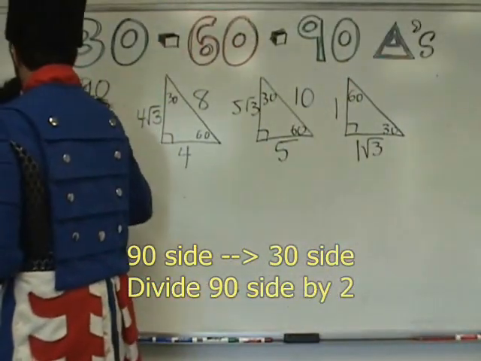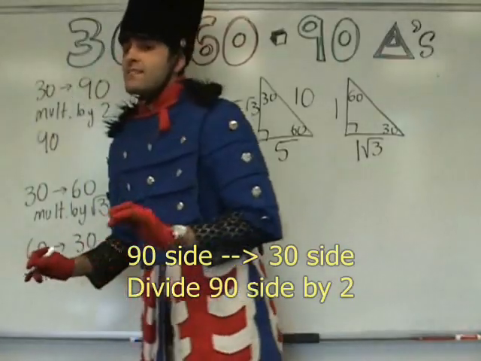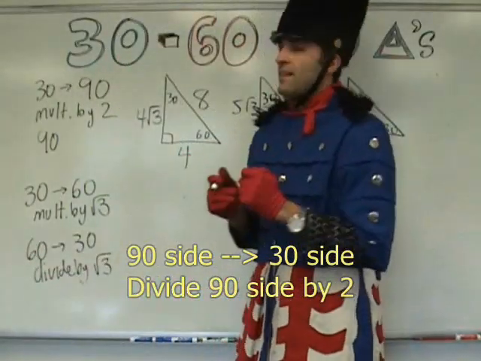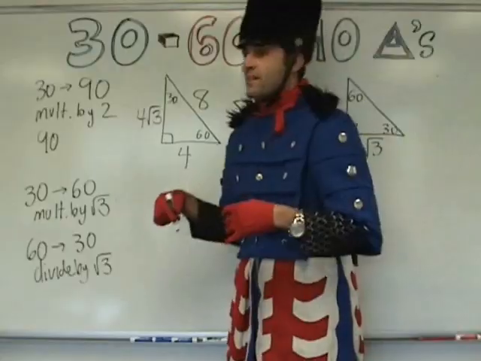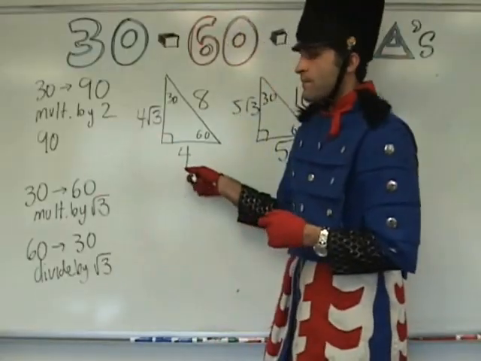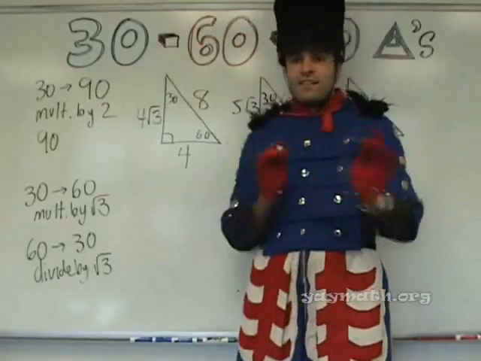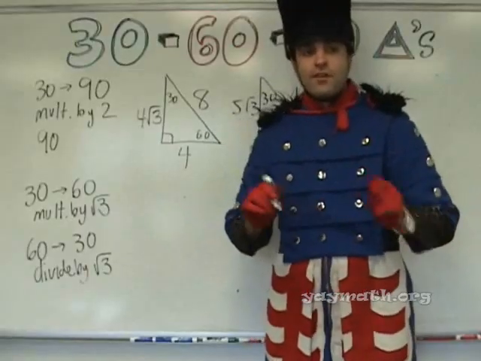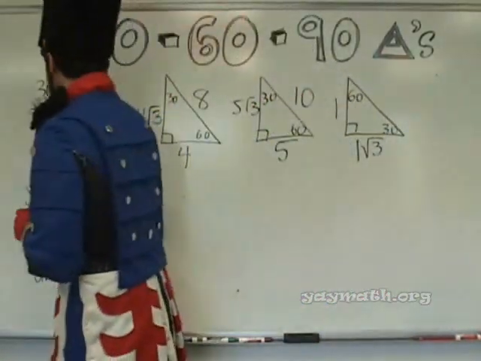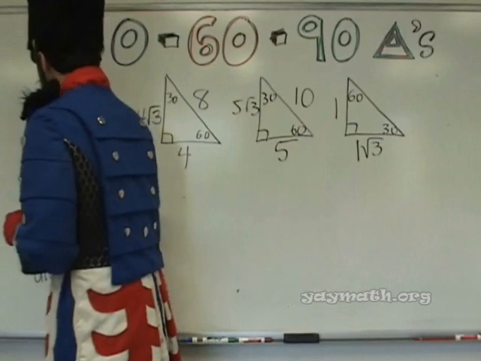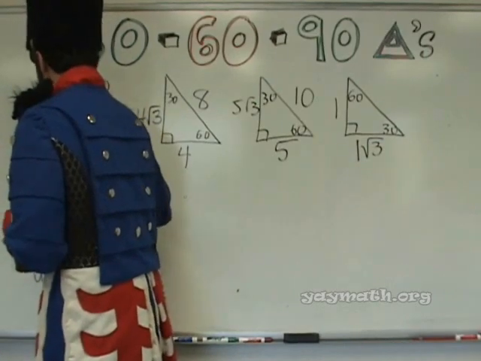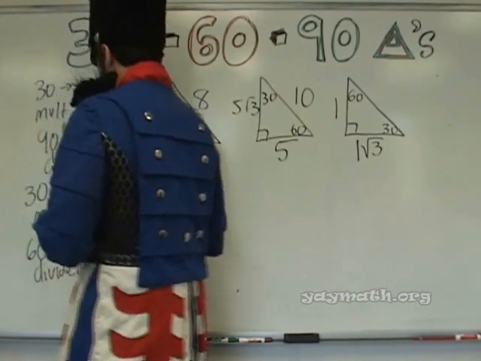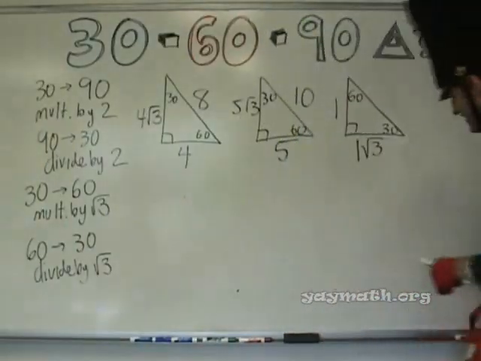You can't go 60 to 90? Right on. 60 is not a base. Like, base is the wrong word. Like, don't start with 60. Always incorporate the 30. Once you know the 30, you can get 60 and 90. Okay, so we said 90 to 30, divide by 2. Yay, math.